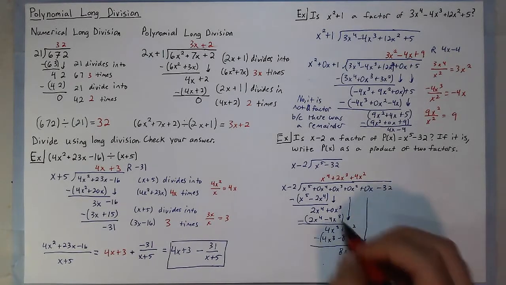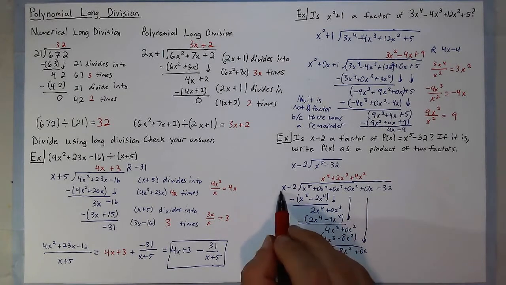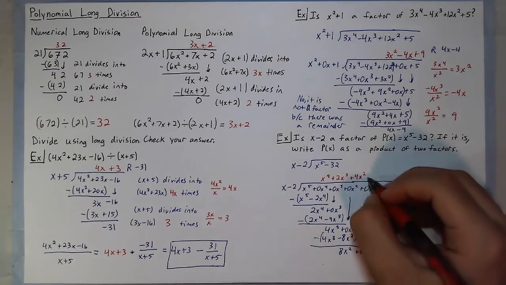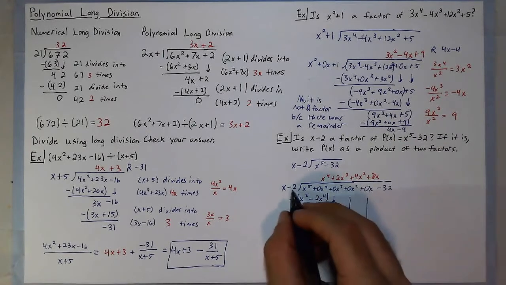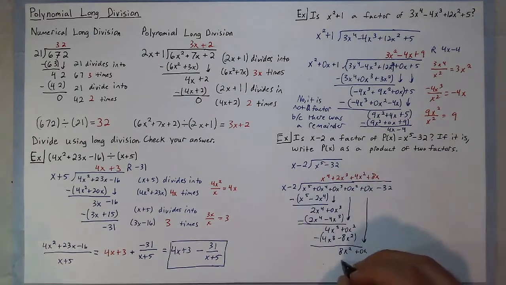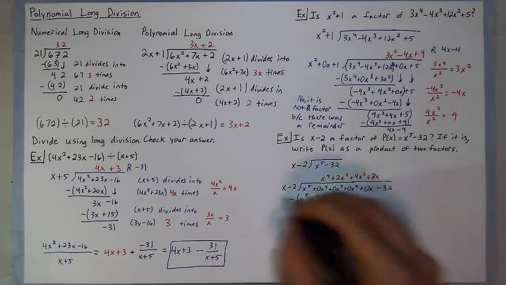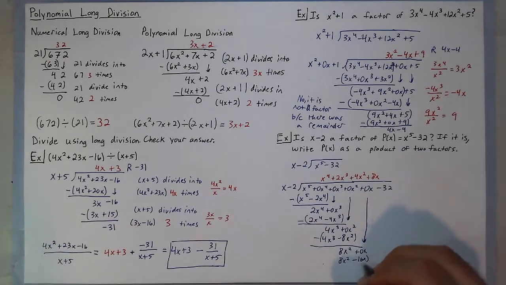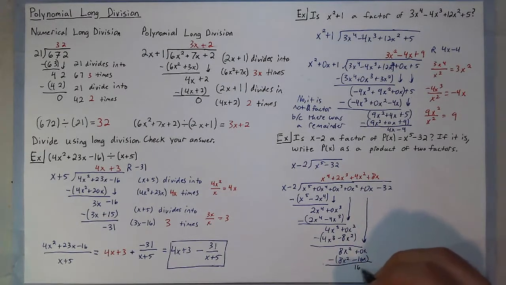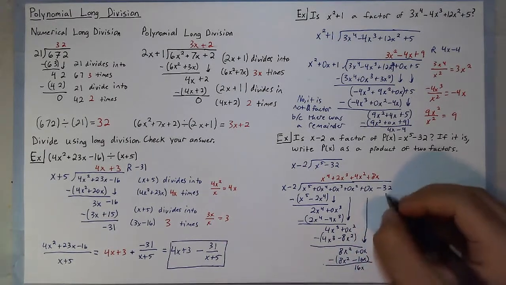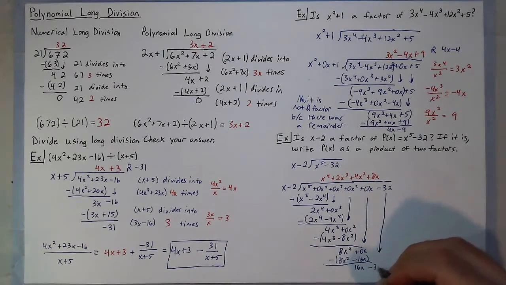Hopefully you're starting to see the pattern here. How many times does x go into 8x squared? 8x times. Multiply 8x times x minus 2. So 8x times x is 8x squared. 8x times negative 2 is negative 16x. Subtract that away. 8x squareds cancel. I'm left with a positive 16x because you subtract the negative. Bring down the negative 32.